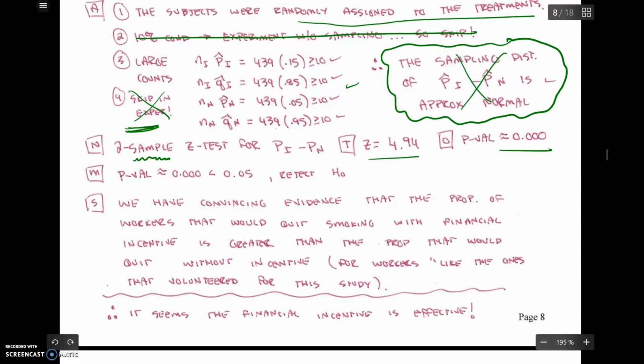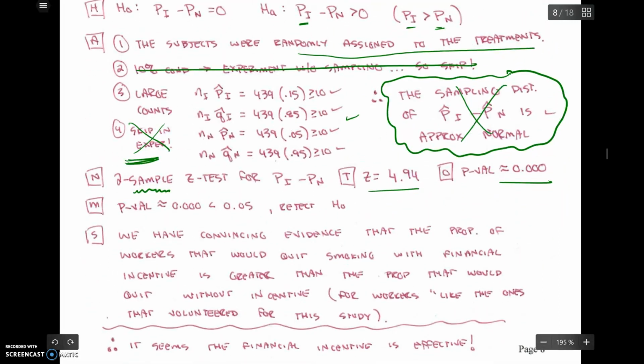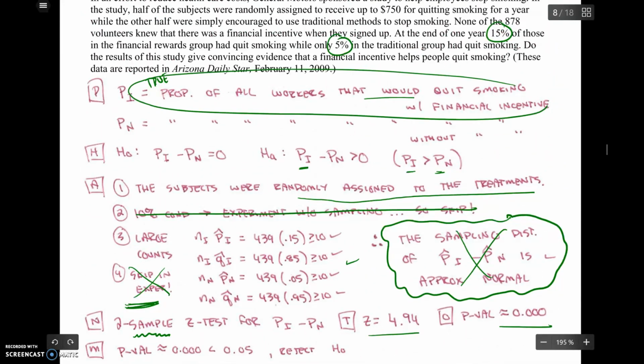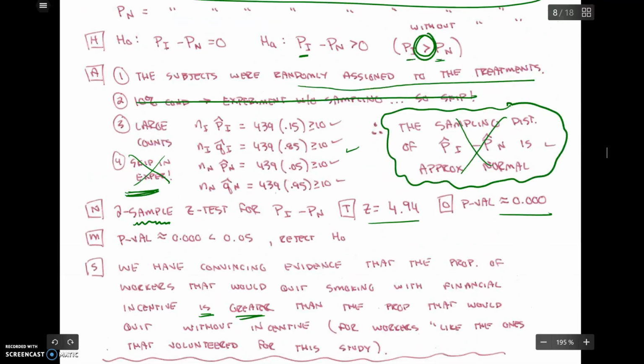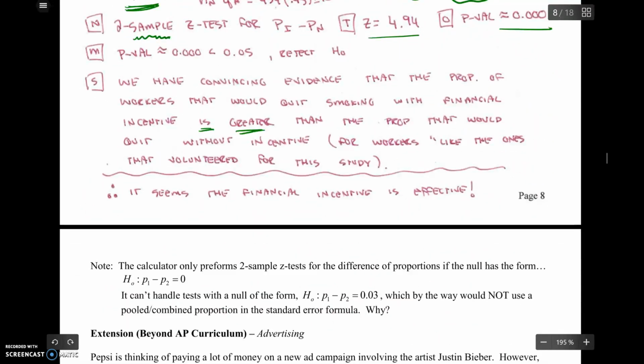Since that p-value is much less than 0.05, we're going to reject the null, meaning we do have convincing evidence that the proportion of workers that would quit smoking with financial incentive, write this down, is greater than, write the other one down, than the proportion that would quit smoking without incentive. And then this is kind of a nice, I put it in parentheses, kind of made it look like it's optional, but you really should word it like this: for workers like the ones that volunteered for this study.